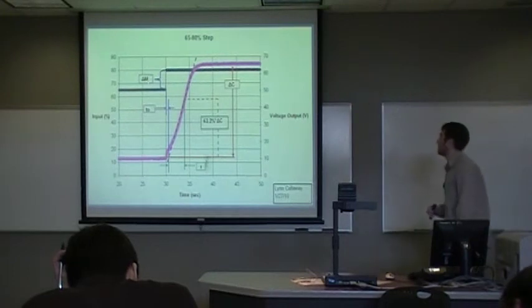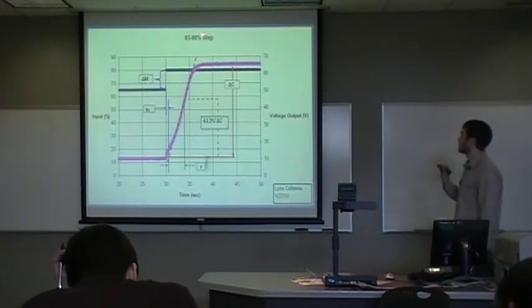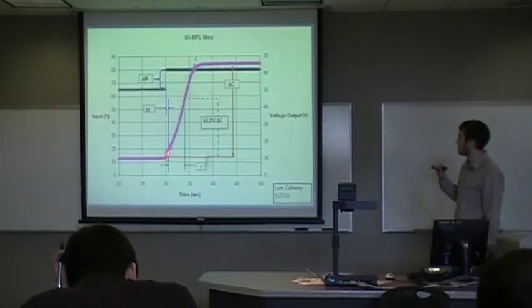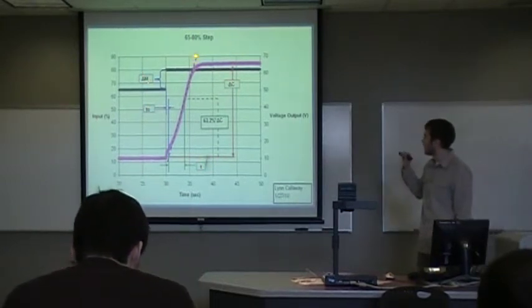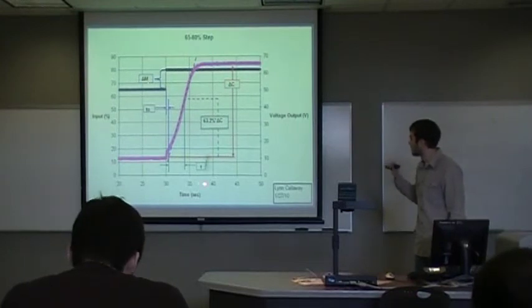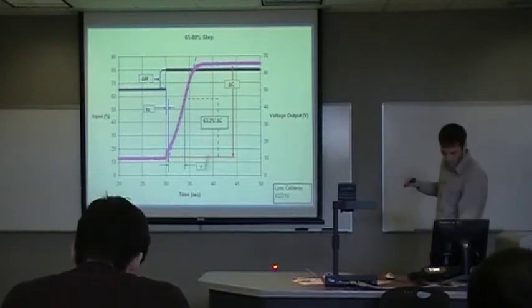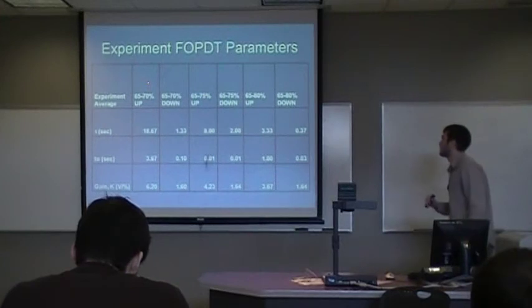Right here is one of our step ranges, from 65 to 80%, a 15% step height. As you can see, in this area it immediately steps up and then gradually increases. So right here, it automatically increases. And from here, again, we got our tau, our dead time, our delta M and delta C, and the slope of our graph to get our FOPDT parameters.